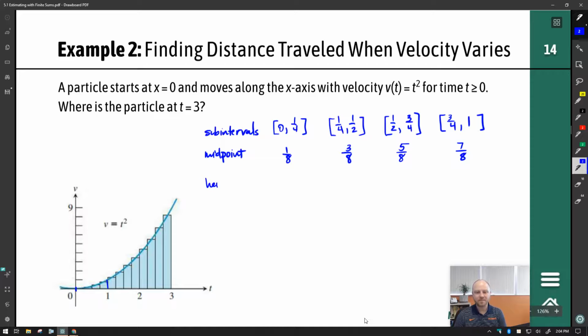So now the height. How do you get the height? Well, you take your midpoint and it goes back into the function. That's what the y value will be. So 1/8 squared is 1/64. And 3/8 squared is 9/64, and 25/64, and 49/64. There are your heights. And then finally, your areas.